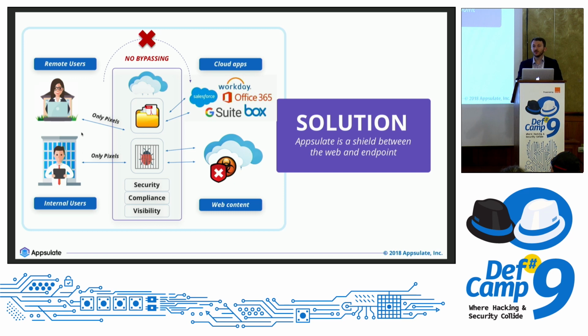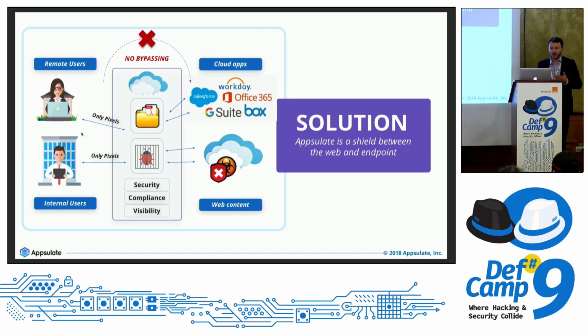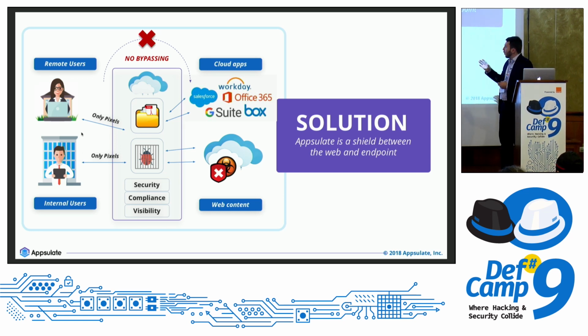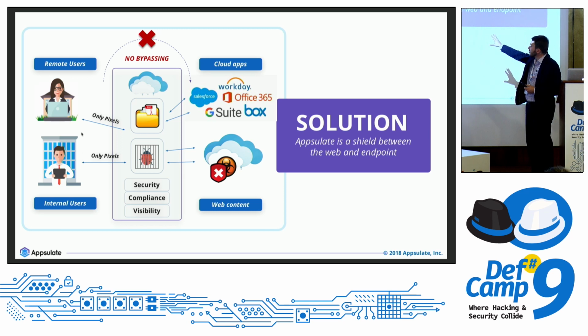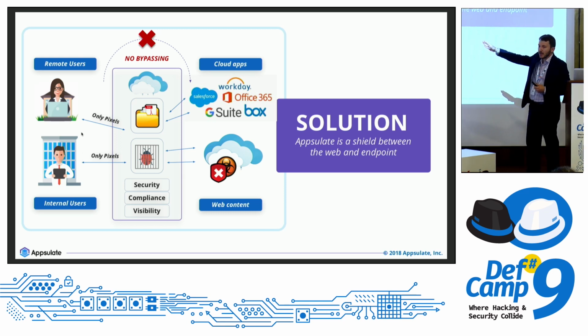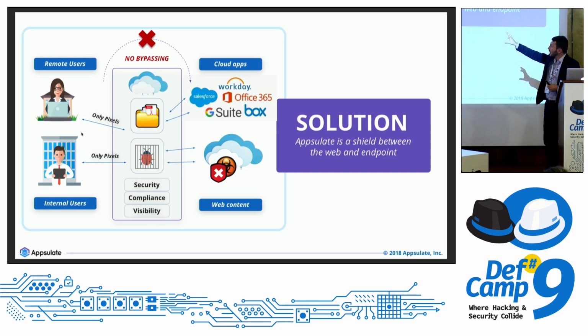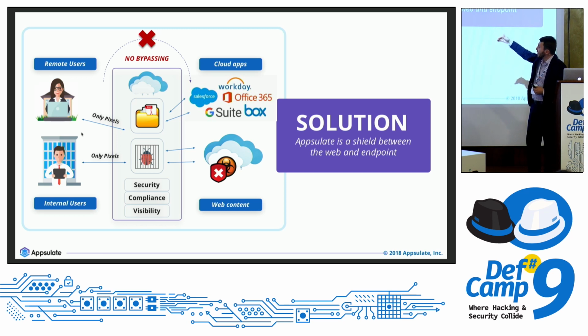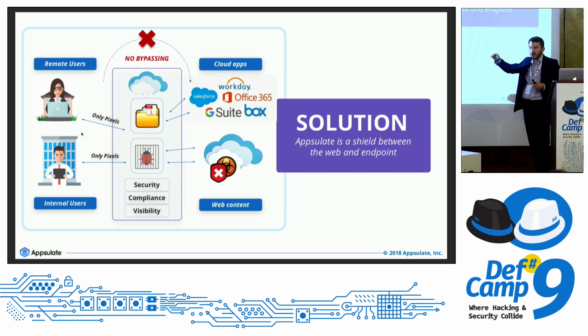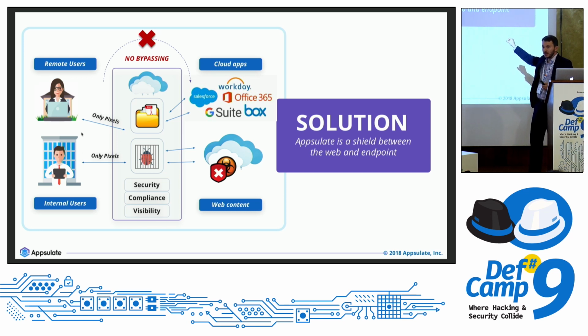Let me speak a little bit about the solution. What can you do to cover these two use cases? One of the solutions is a technology called web isolation. Web isolation is a technology that acts as a shield between your cloud applications and your end user's endpoint, so that all the applications and all the confidential data get rendered in a secure and isolated container remotely, and only a safe, passive stream of pixels reaches the end user's browser. So in the first case, no confidential data can get out of the container.